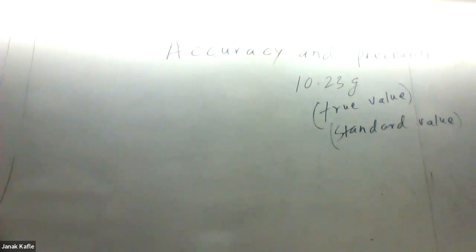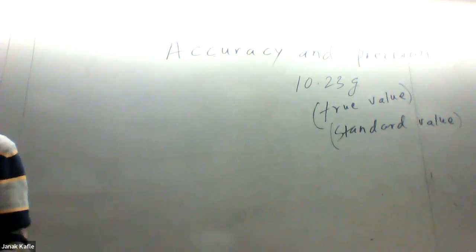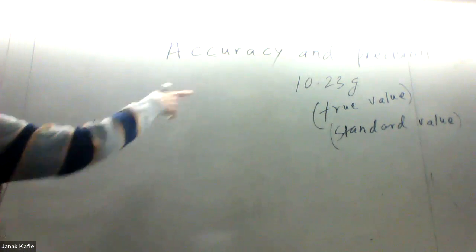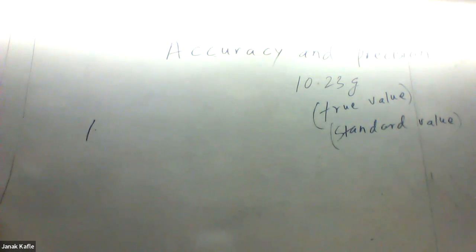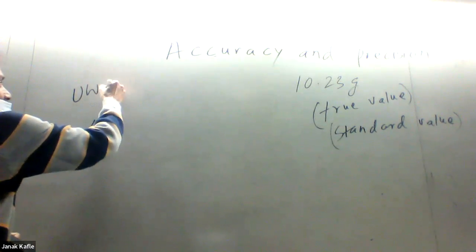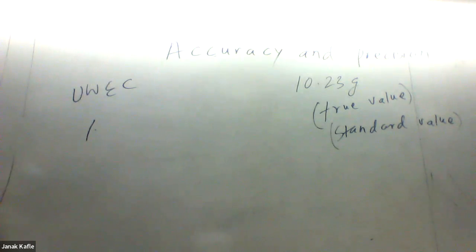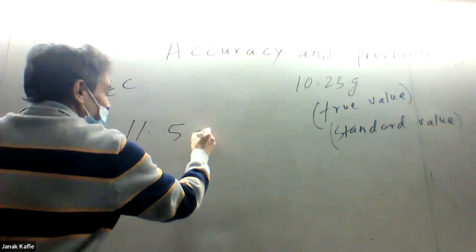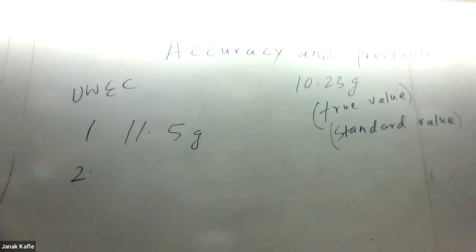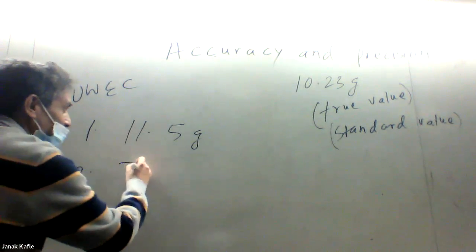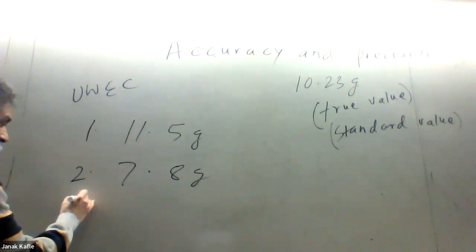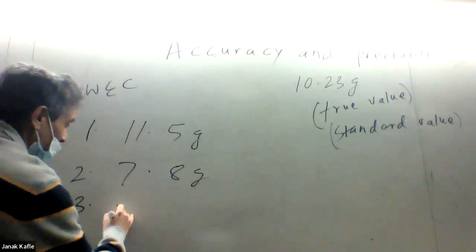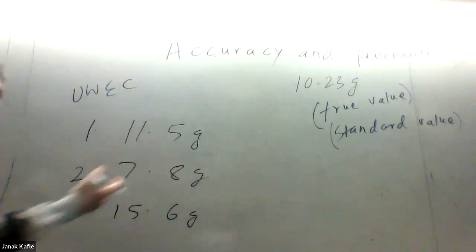Now we bring this to our laboratory and we start to measure the mass of this one, right? The government or the industry reported one number to us. One time I measured this in our laboratory at UWEC. We have a chemistry lab, and we need to measure the mass of this one in our laboratory. So one time I measured the mass of this guy and I got 11.5 gram. Another time I measured the mass, I got 7.8 gram. Another time I measured the mass and maybe I got 15.6 gram, something like this, right?